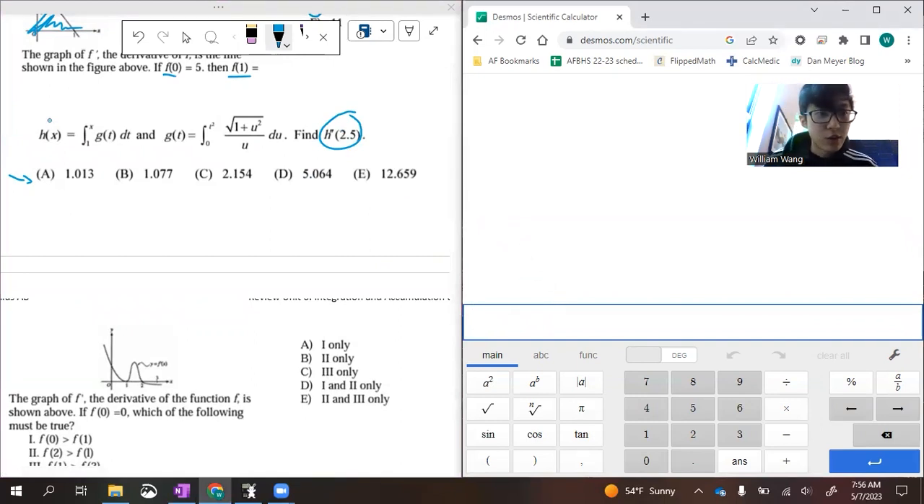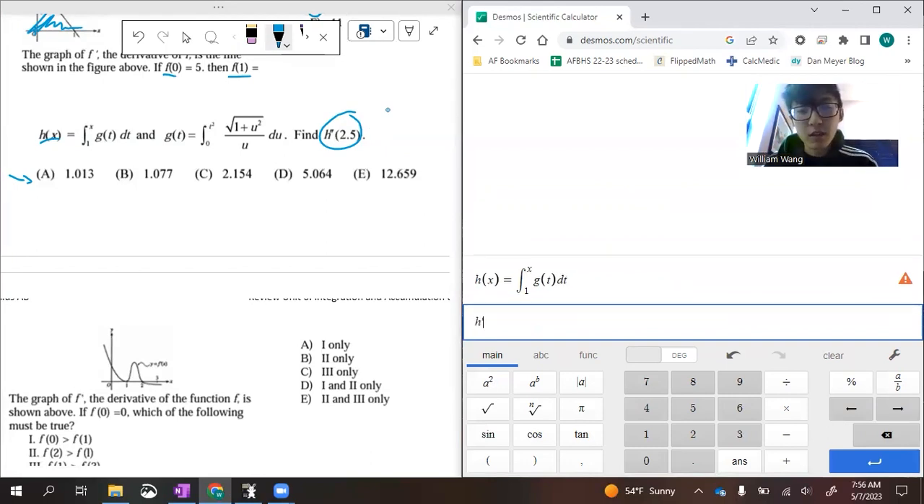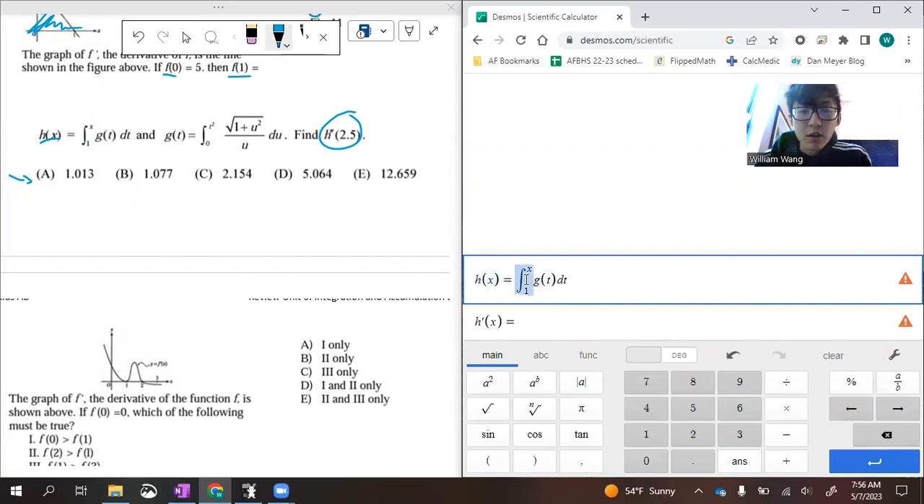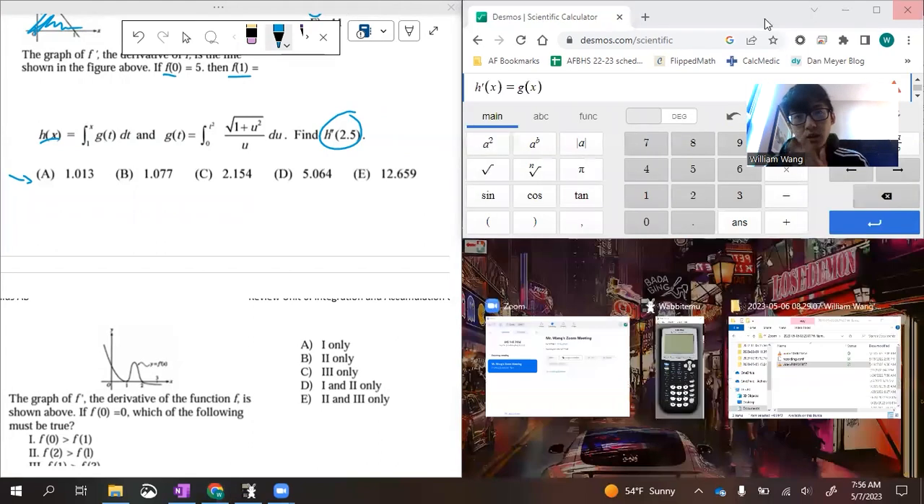Well, first, what is h? H of x is given here, integral from 1 to x of g of t dt. All right, I need to take two derivatives, so let's go step by step. First derivative, the derivative of h, well, h is this. When I take the derivative of this, that means I get rid of my integral, so it's just going to be g of x. So h prime of x is equal to g of x. Okay, pretty straightforward.